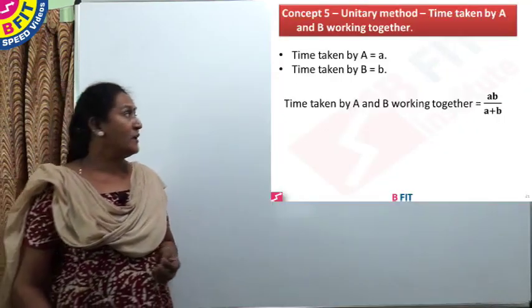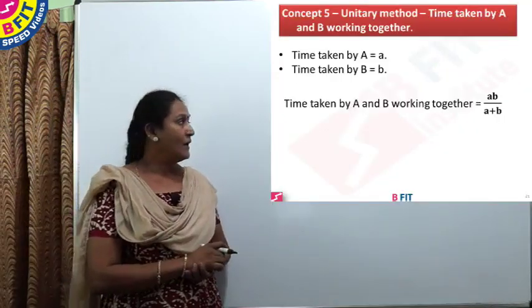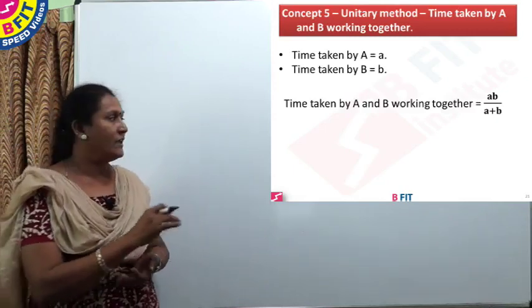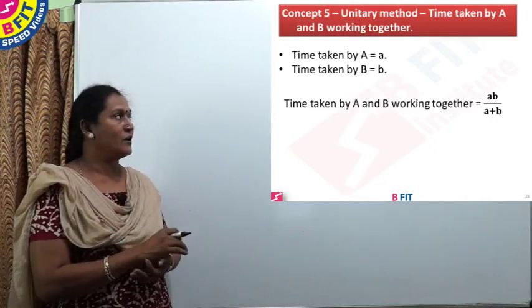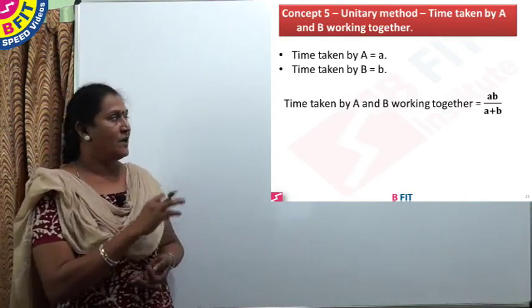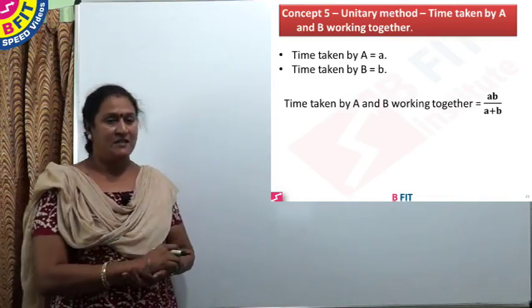Now the time taken by A and B is given and the time taken by AB together is asked. Just using AB by A plus B, we have got the answer. There it was A took 80 hours and B took 48 hours, and using AB by A plus B, we got 30 hours as the answer.